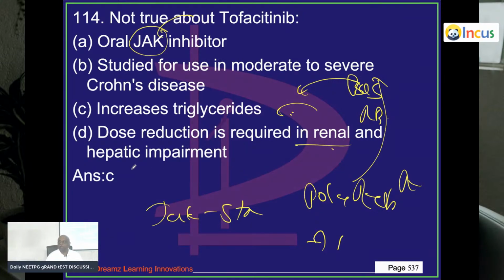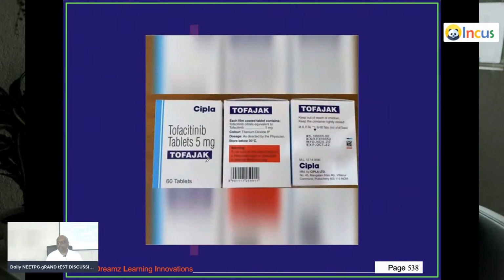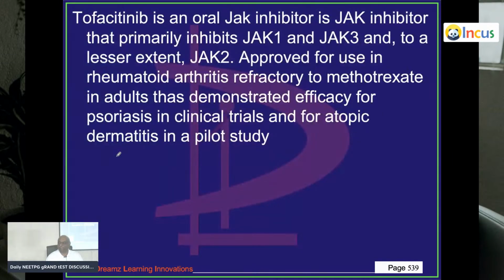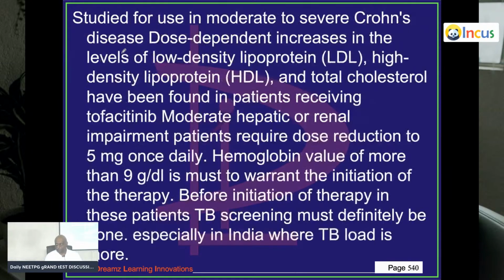Then dose reduction is needed in renal and hepatic impairment. So, doctor, tofacitinib, please support our company, doctor. Oral JAK inhibitor is tofacitinib.